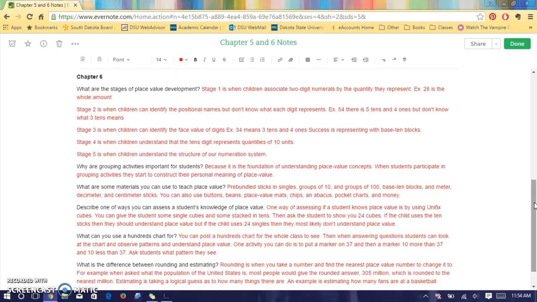It talked a lot about grouping at the beginning to get students to understand that when they have 10 ones, that actually is one group of 10. So that's one way to easily understand that.